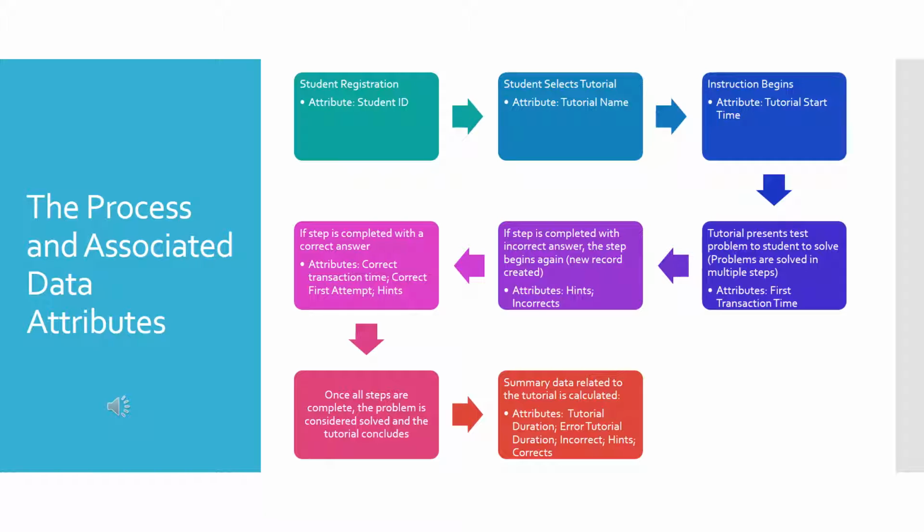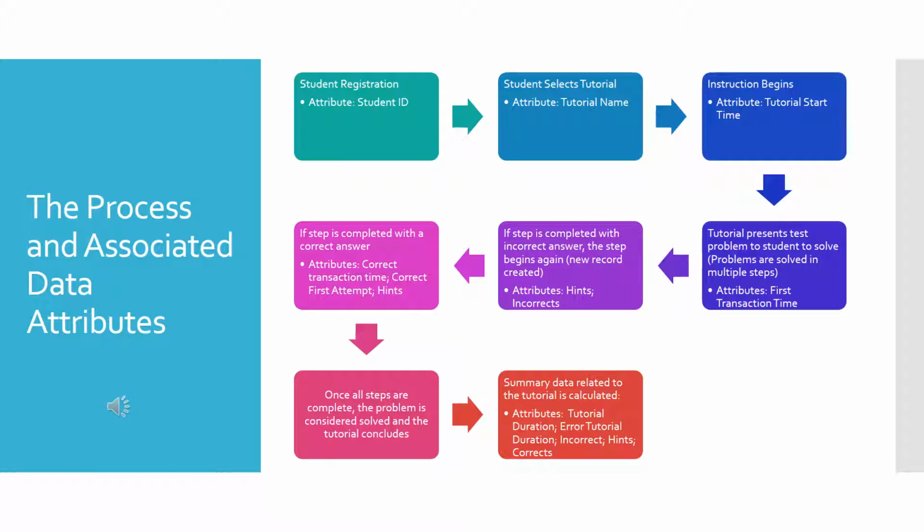So you can see in the first step, the student registers, and so the attribute that is created in that record at that point is a student ID. Once the student registers, they select a tutorial, and so we have then captured as an attribute the tutorial name. Once the tutorial has been selected, the instruction actually begins, and we collect the time that the tutorial itself started. The tutorial and the instruction goes through, and once the instruction is completed, the tutorial then presents a test problem to the student to solve.